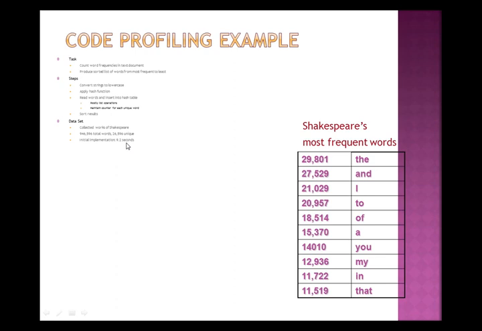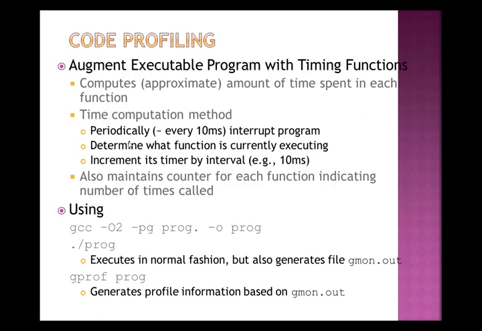So this is a code profiling example. This is the Shakespeare word example, that is how to count the word, how to count the frequencies of the words in a text document.